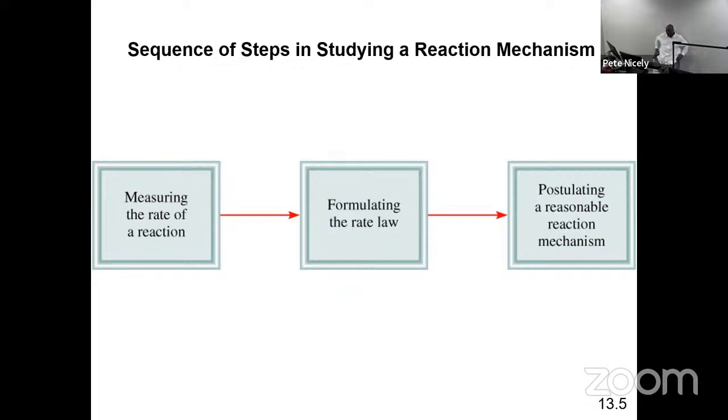So these are the steps involved. You do some kinetic experiments where you determine the rate of reaction, and you look at the relationship between the reaction rate and the concentrations, and based on that, you can determine the rate law. And then based on the rate law, you can formulate or postulate a reaction mechanism. Please know that the reaction mechanism is basically a theory which is supported by the data coming from the rate law that was determined, all right?